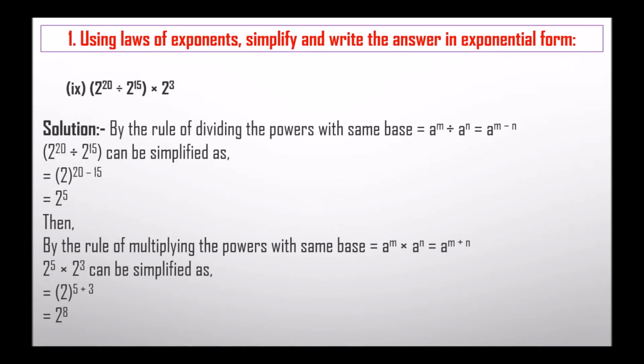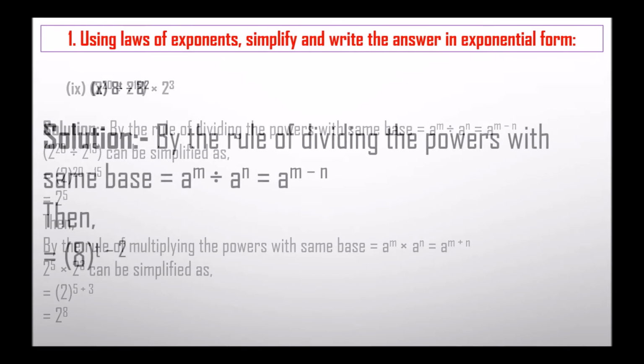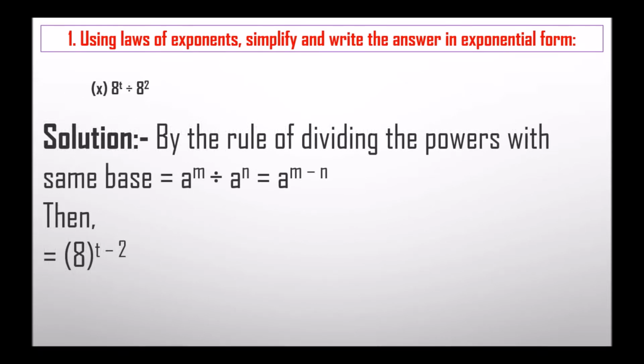2 raised to 20 divided by 2 raised to 15 into 2 raised to 3. First we will use the rule of dividing, so 2 raised to 20 minus 15, that is 2 raised to 5. Now we will multiply using the rule of multiplying the powers with the same base. So 2 raised to 5 into 2 raised to 3 can be written as 2 raised to 5 plus 3, that is 2 raised to 8. 8 raised to t divided by 8 raised to 2, so 8 raised to t minus 2.